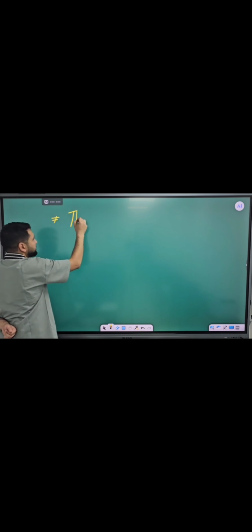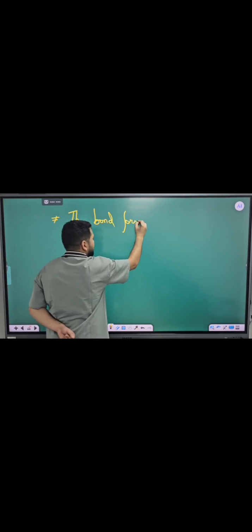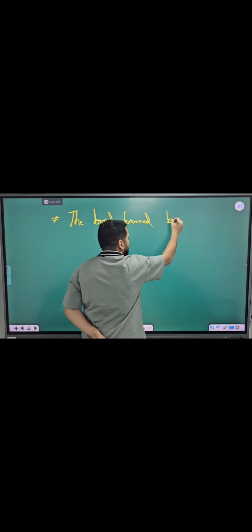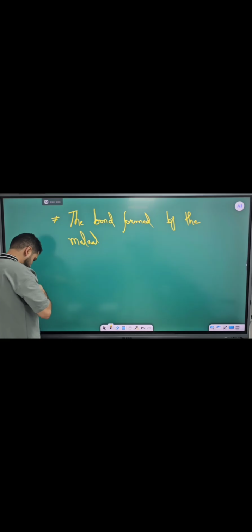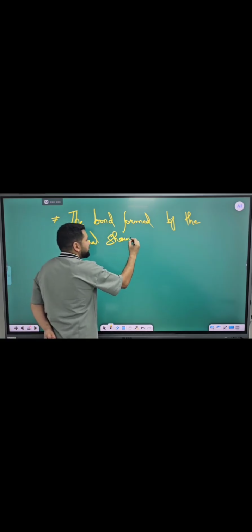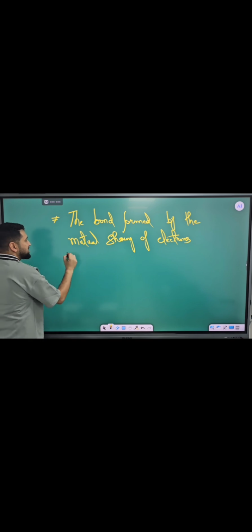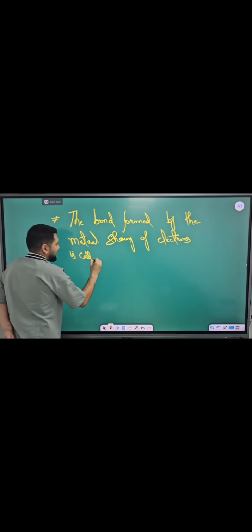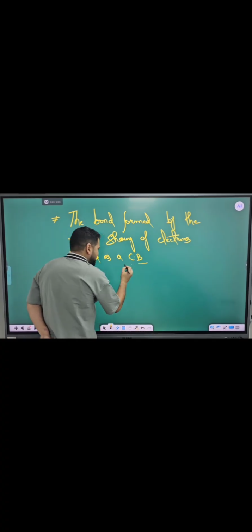The bond formed by the mutual sharing of electrons. The bond formed by the mutual sharing of electrons is called a covalent bond. Sir, what does it mean?